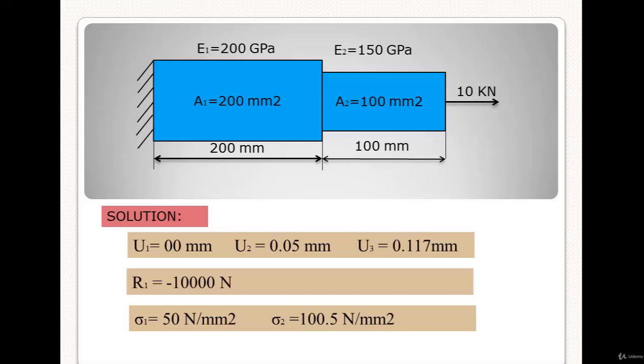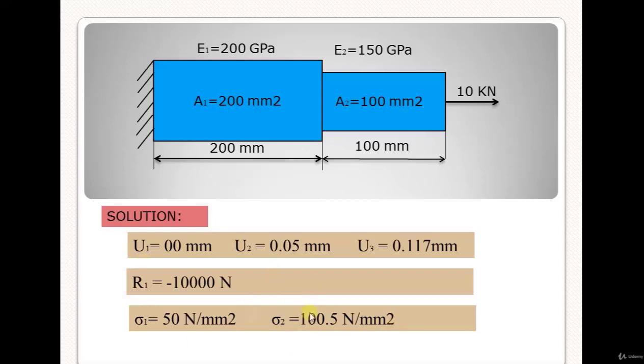So after solving, we will get the results as the deformation at node number 2 is 0.05 mm, and at node number 3 it is 0.117 mm. The reaction at node number 1, that is at the support, will be minus 1000 Newton. The stresses in the elements: in the first element we get 50 Newton per mm square, and in element 2 we get the stresses as 100.5 Newton per mm square.